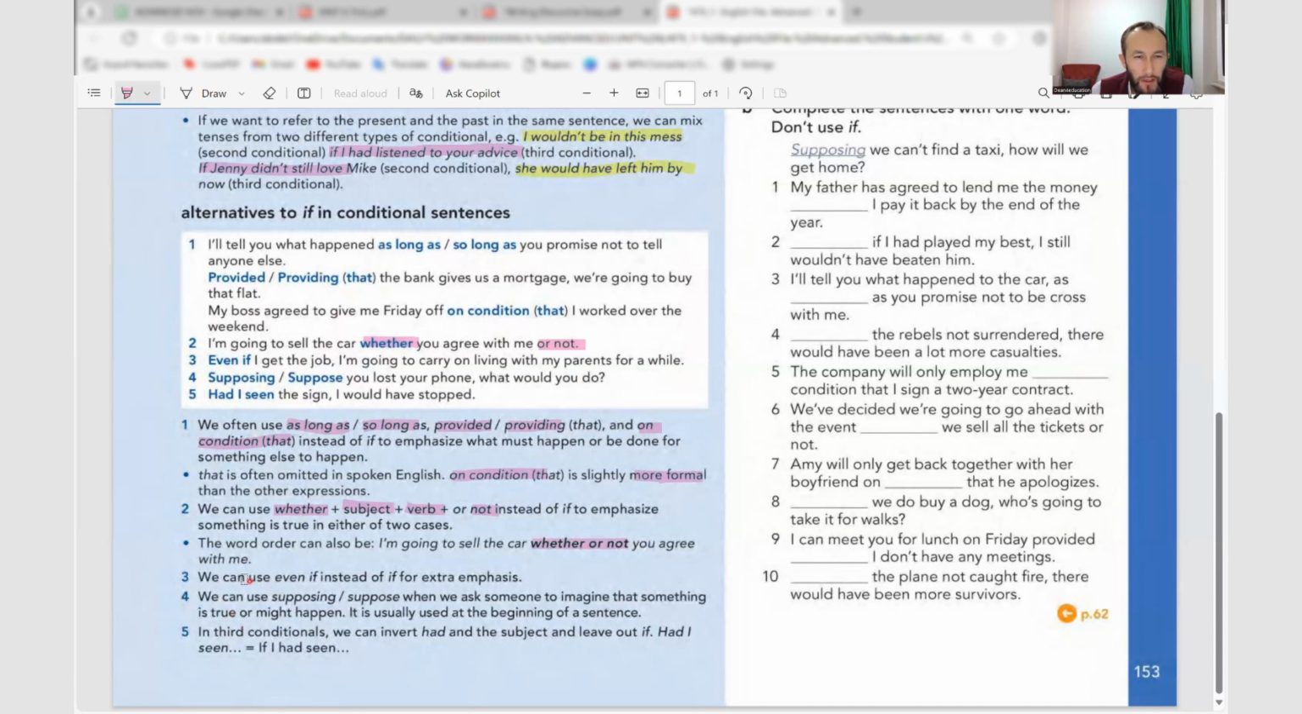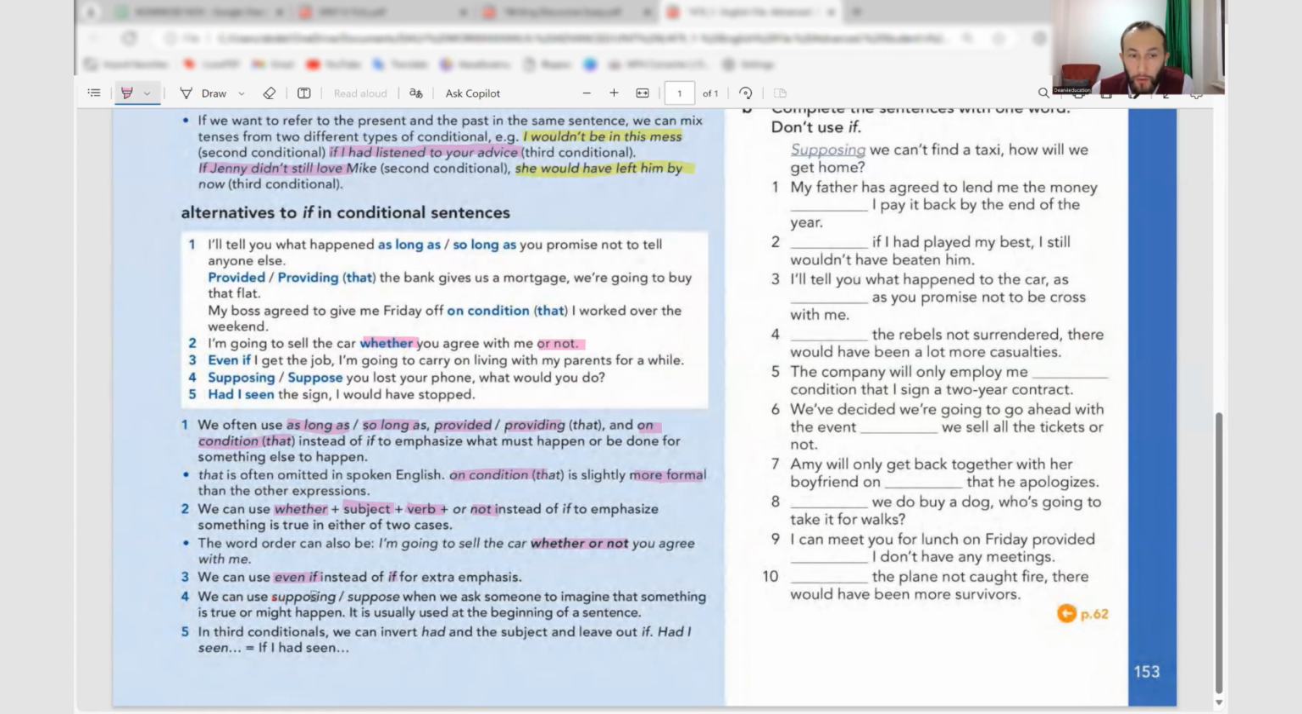Point number three, we can use even if instead of if for extra emphasis. Again, emphasis. Even if I get the job, let's say I got the job, even in that case, I'm going to carry on living with my parents for a while.